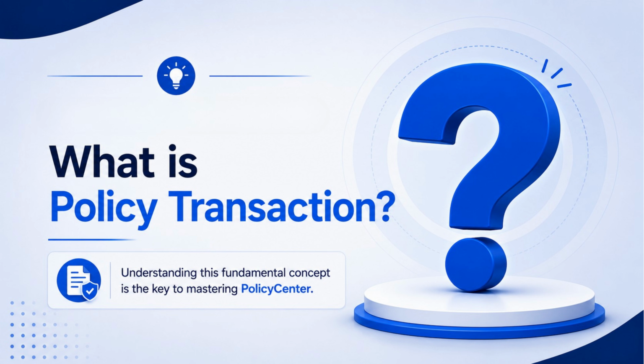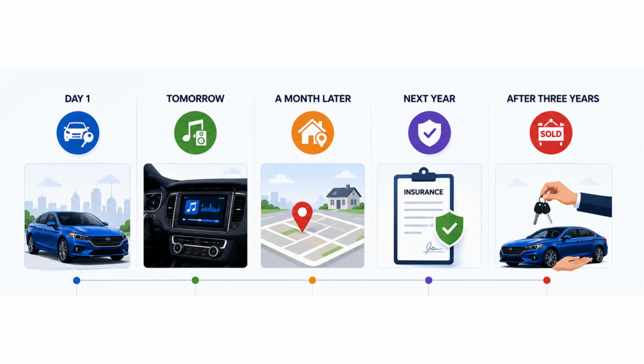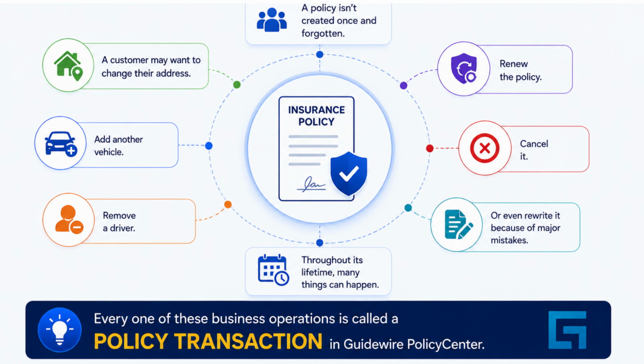Let's start with a simple question. What is a policy transaction? Imagine you bought a car today. Tomorrow, you install a music system. A month later, you change your address. Next year, you renew your insurance. After 3 years, you sell the car. Did you buy a new car every time? Of course not. It's still the same car. You're simply performing different actions on it over time. Insurance policies work exactly the same way.